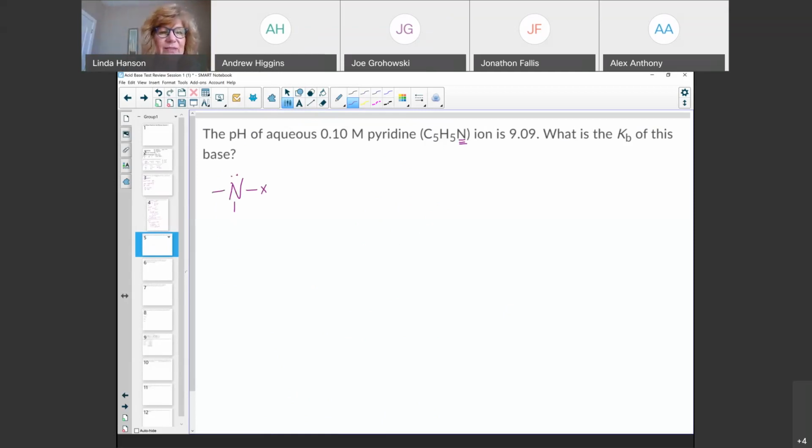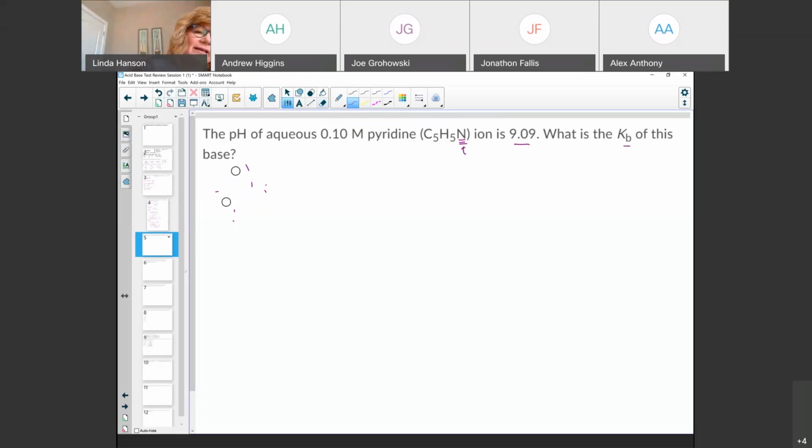I don't really care what's attached to those 3 bonds. It's this part that's of interest in acid-base chemistry. So it's the nitrogen that lets me know it's acting as a base. Not to mention it's giving me a base pH number and it's asking me about a KB. So all of that information is useful to know. Pyridine is a weak base.